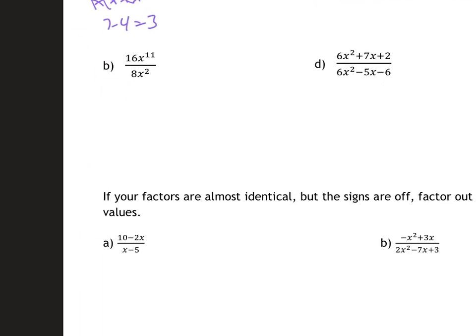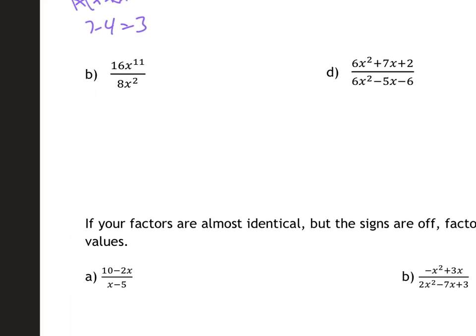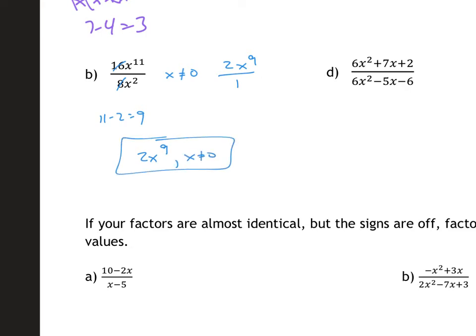Let's go down to B. So back, kind of starting over, let's look at this. Here, I'm just going to simplify. I know x cannot equal 0. 16 divided by 8 is 2 over 1. So those cancel. We're good to go. 11 minus 2 is 9. So I just get 2x to the 9th. Everything is gone on the bottom. So my answer here is 2x to the 9th, where x cannot equal 0. That's my excluded value. Cool?